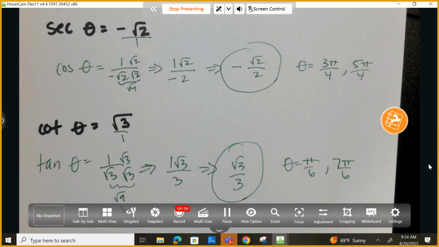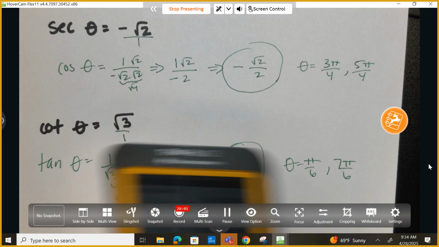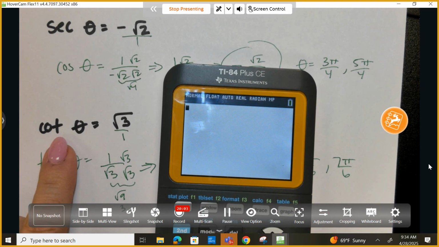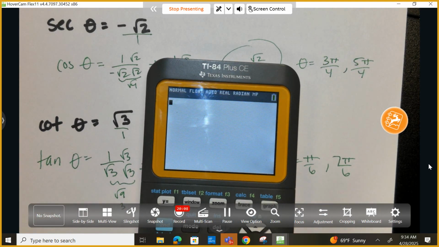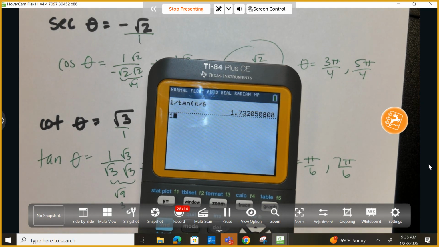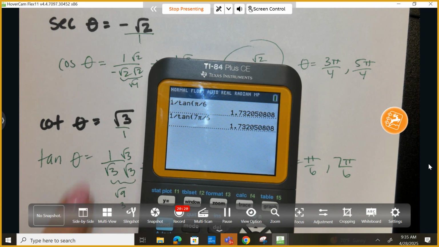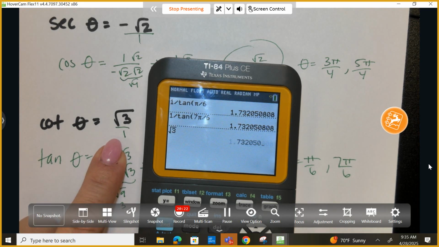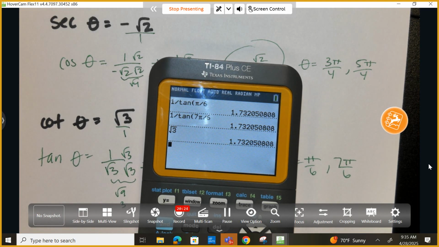Okay, grab your calculator, please. Let's try. So I'm going to take right now, and we're going to go 1 divided by the tangent of pi divided by 6, 1 divided by the tangent of 7 pi divided by 6, and let's see if that's equivalent to the square root of 3. It is. So I feel confident in those three answers.